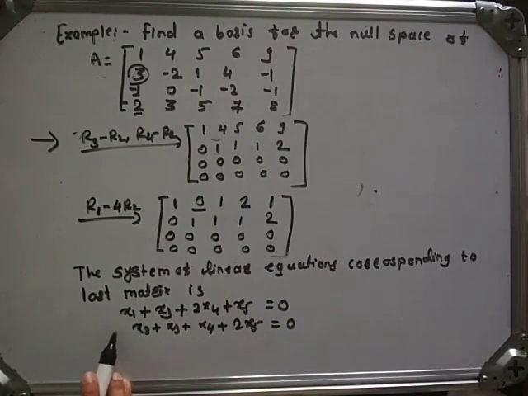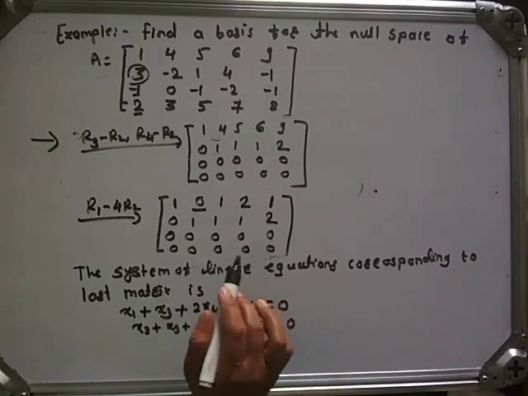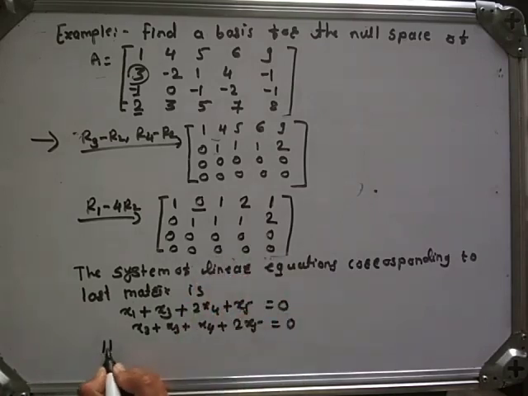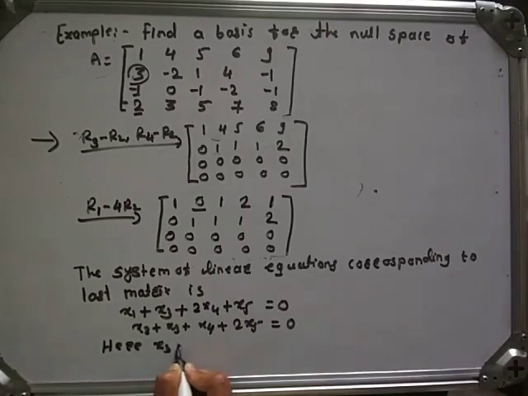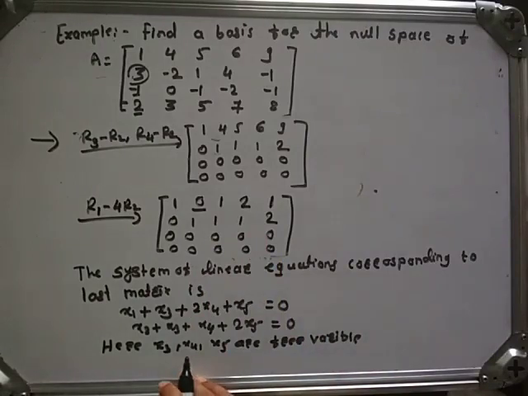Students, see here, this is a system of linear equations in 5 variables with 2 equations. So here 3 variables are free variables, because the third, fourth and fifth columns do not contain a leading one. So x3, x4 and x5 are free variables, because these columns do not contain a leading one.